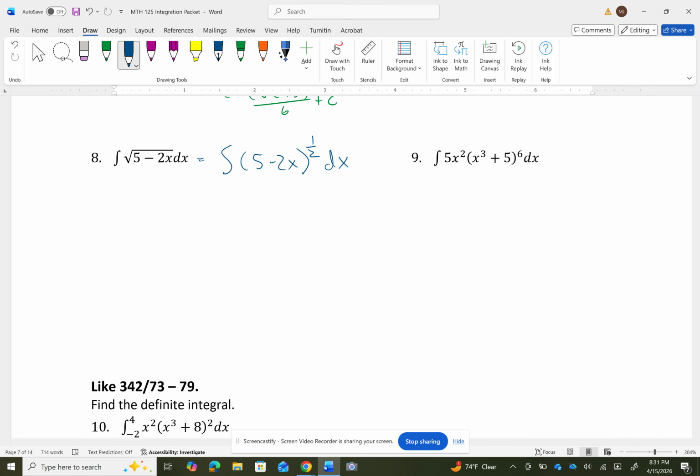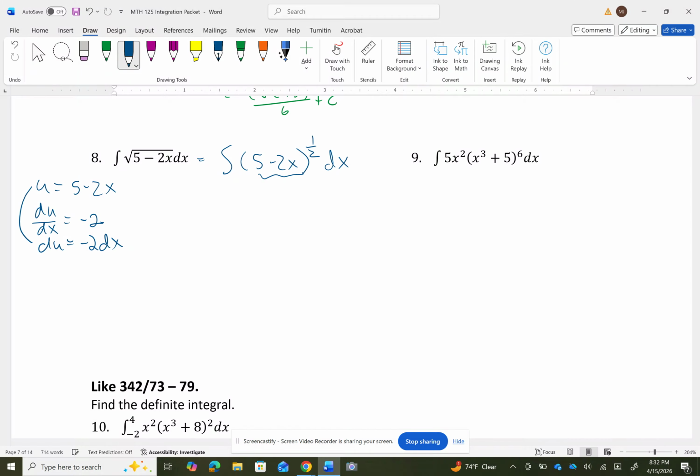Now, the derivative of the inside here would have been a negative 2, which is just a constant, so that I can always manipulate my constants to be whatever they need to be. So I'm going to let u equal the 5 minus 2x, that inside piece. Then du dx would equal negative 2. Let's write it in differential form.